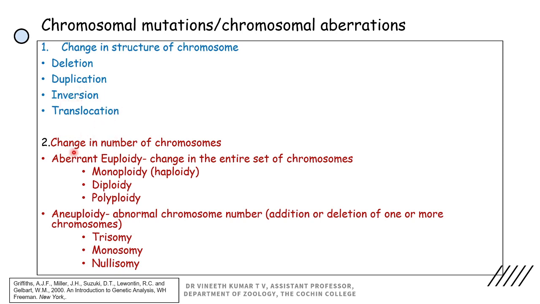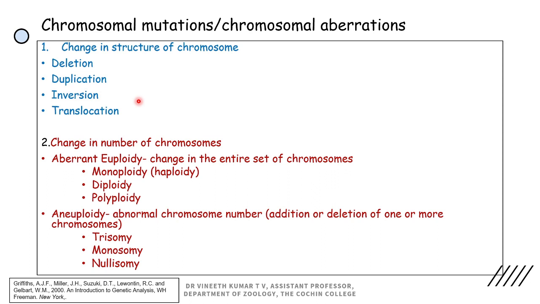And in change in chromosome number, we'll be discussing aberrant euploidy. And in aberrant euploidy, we'll discuss what is monoploidy, diploidy, polyploidy, and aneuploidy, where you have trisomy, monosomy, and nullisomy. So these are the chromosomal mutations that we are going to discuss in this particular session, coming under change in chromosome structure and change in chromosome number.